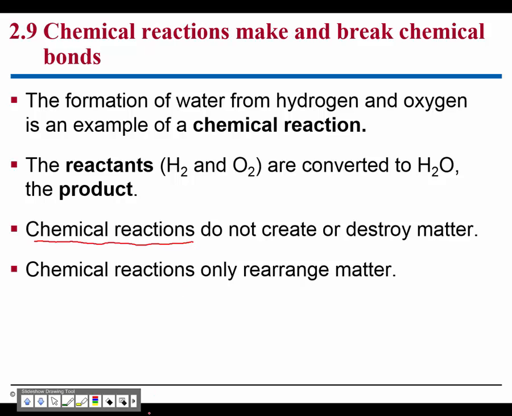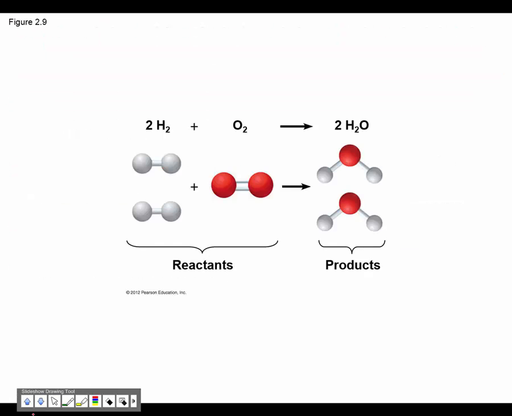Remember, and this is really important because for some reason it's difficult. It's a very simple concept, but some people struggle with it. Chemical reactions do not create or destroy matter. You cannot create or destroy matter. It simply changes forms. It simply rearranges. And so when we look at the reactants, H2 and O2, when they're converted to water, water is the product. So reactants, products in the chemical reaction.